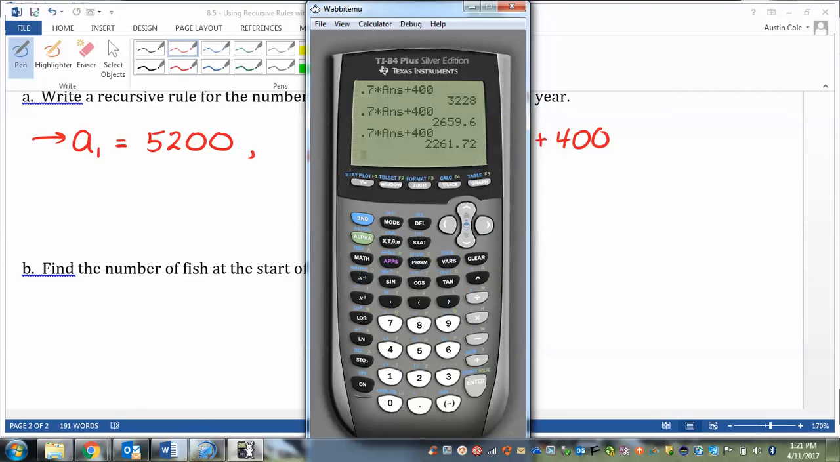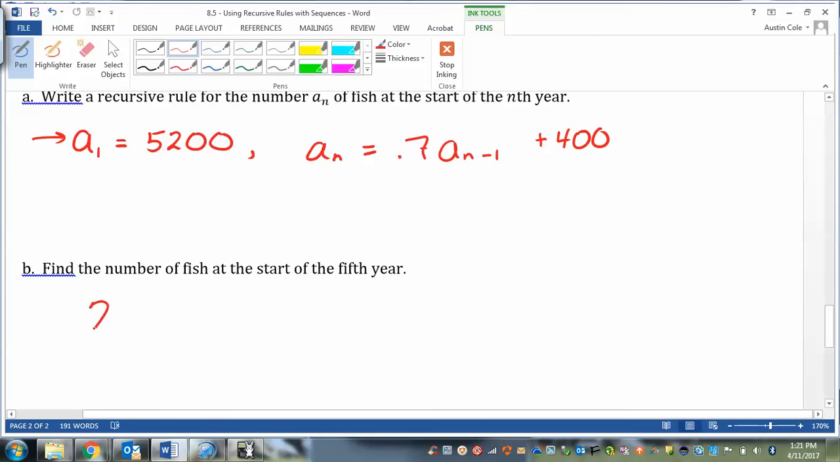So the population of fish in this particular lake after the 5th year, we'll round that to the nearest fish, 2,261. 2,261 what? Fishes. No, it's fishes. Or is it fish?